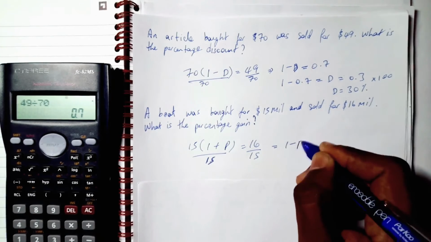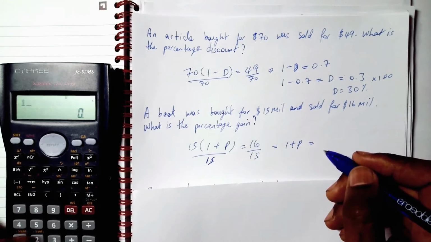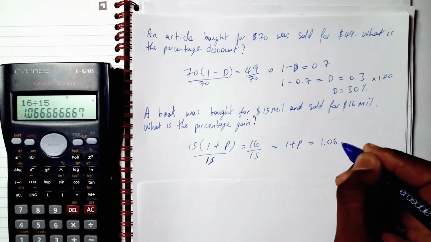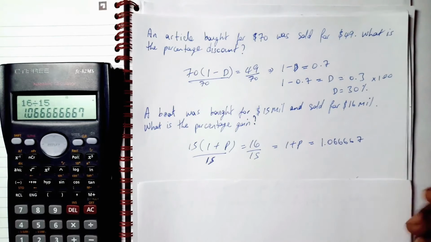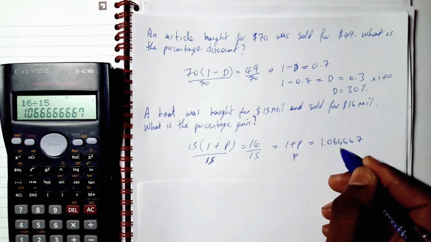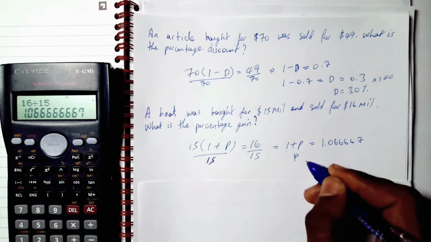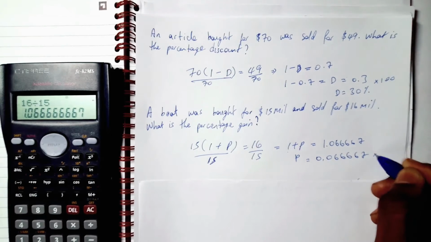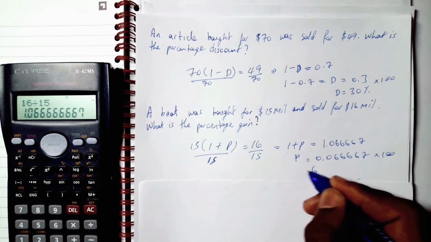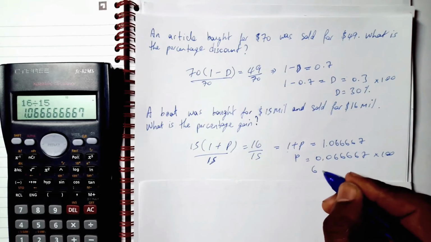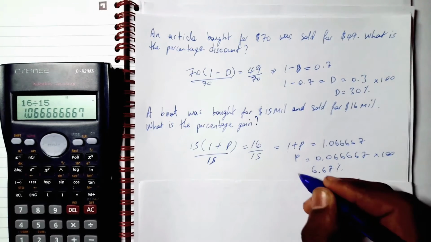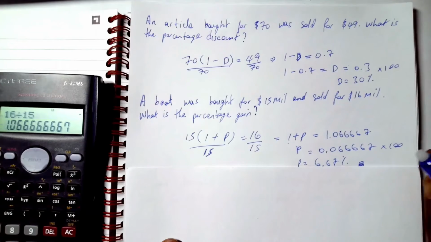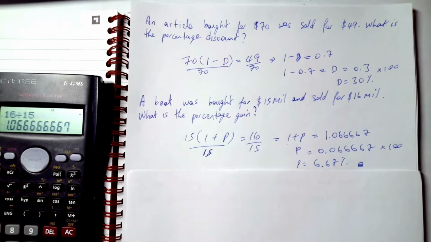This implies that 1 plus P is equal to 16 divided by 15, which is 1.066667. Subtract 1 from this side, we bring it over. So subtract 1 from this, we have P equals 0.06667. Multiply this by 100 to get it in percentage form. P is equal to 6.67%. Alright, and that's as simple as it gets, right? So let's move on.